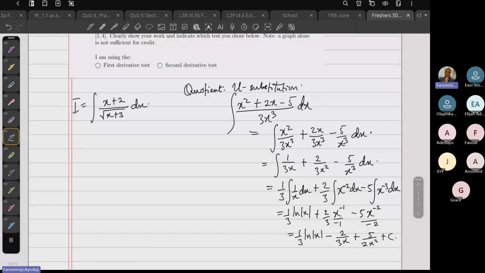But if this was 3x cubed plus x squared, then I won't be able to split it this way because it will not simplify things. Then I have to think of something else to do. And the next thing, if you cannot simplify, the next order when you are dealing with fractions, is U substitution.